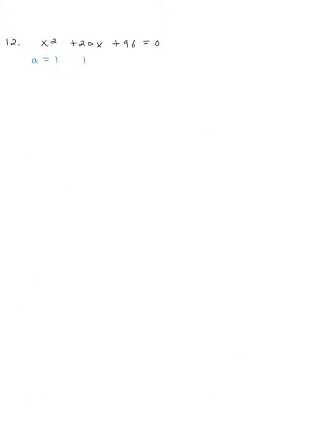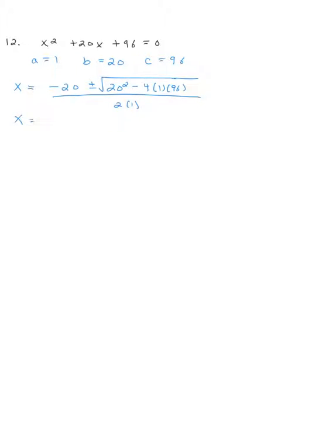For this question, a is equal to 1, b is equal to 20, and c is equal to positive 96. We get from the quadratic formula negative b plus or minus the square root of b squared minus 4 times a times c all over 2 times a will give us the solutions to this equation. Okay, so we have negative 20 plus or minus, let's see, 20 squared minus 4 times 1 times 96 is 16. This is all divided by 2.